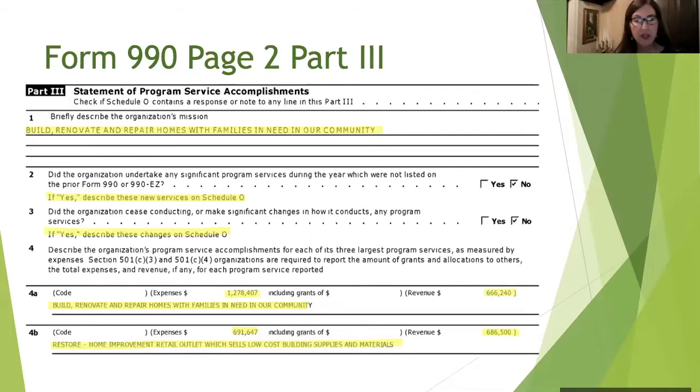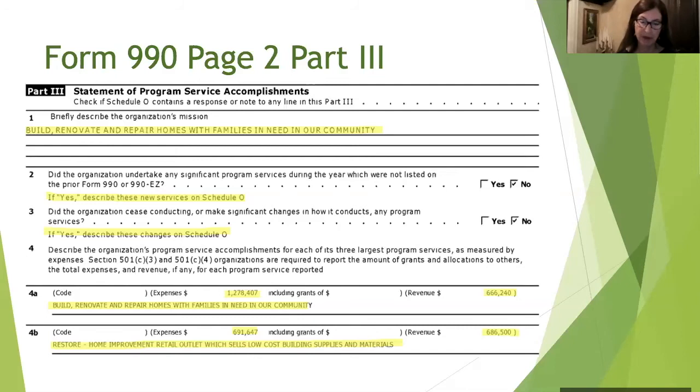So page 2 asks for more detail about your mission. It asks you to reiterate that same mission statement that you had on page 1, and it asks you if you made any changes during the year on the services you provided or how you conducted it. And then under section 4, you are giving them some specific details when you have more than one program.